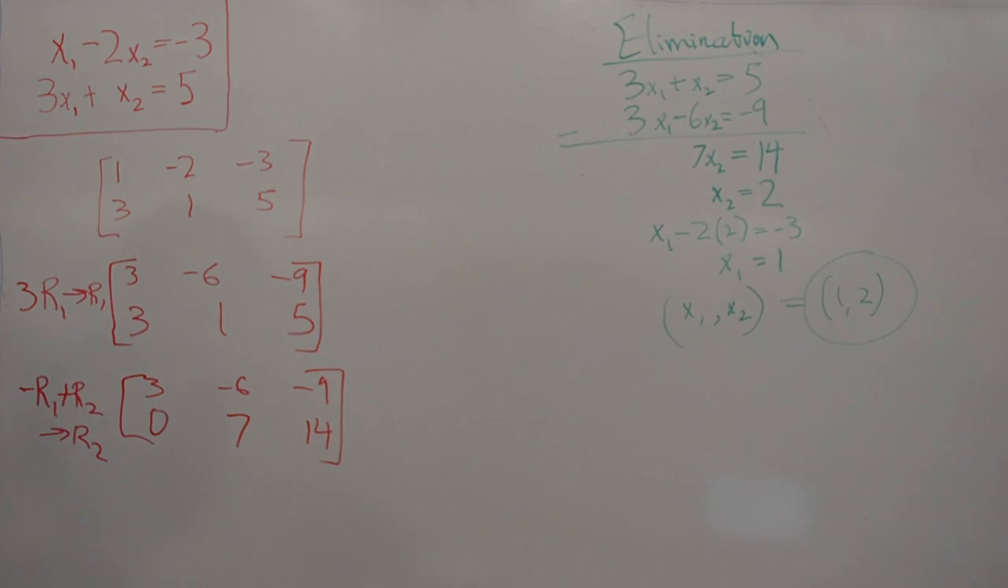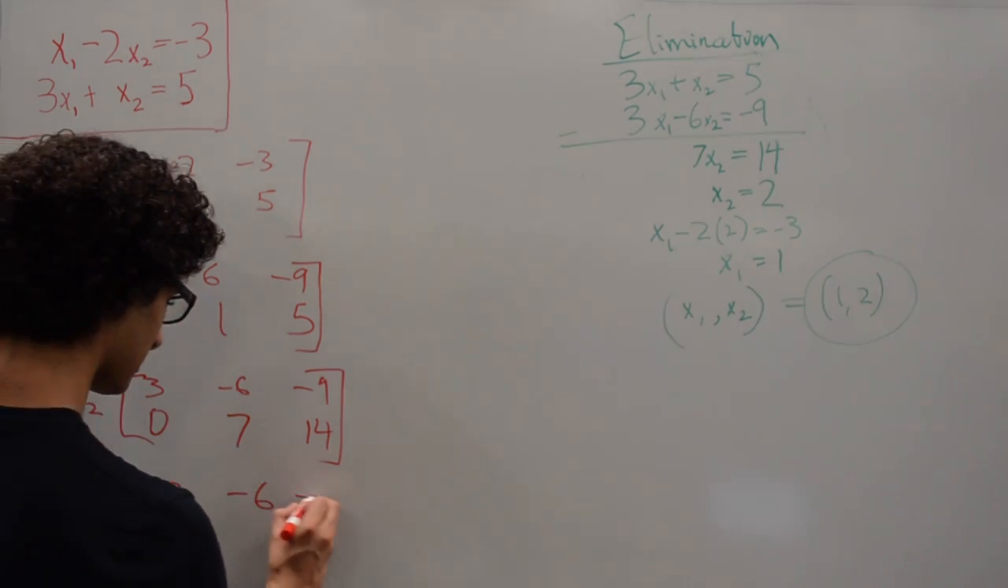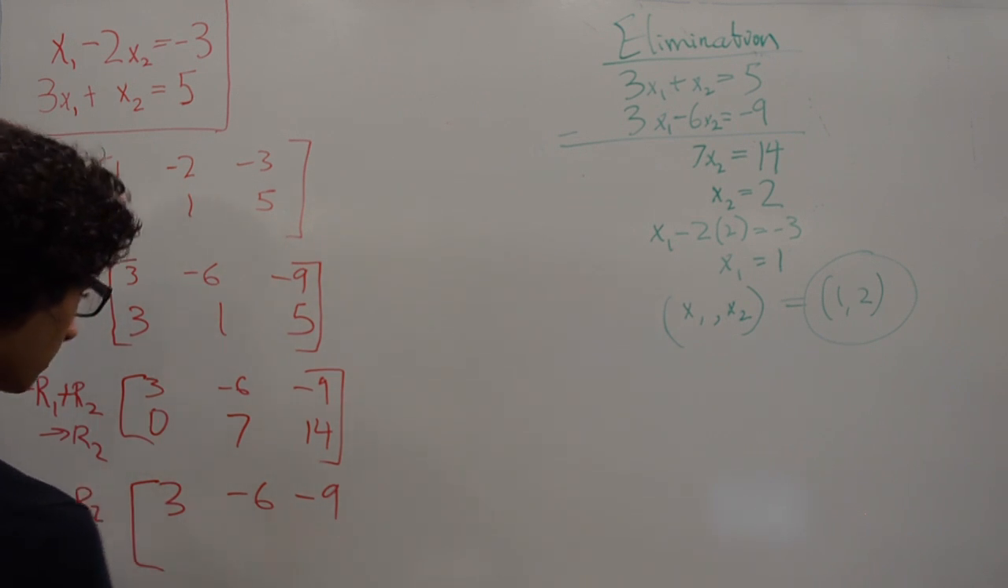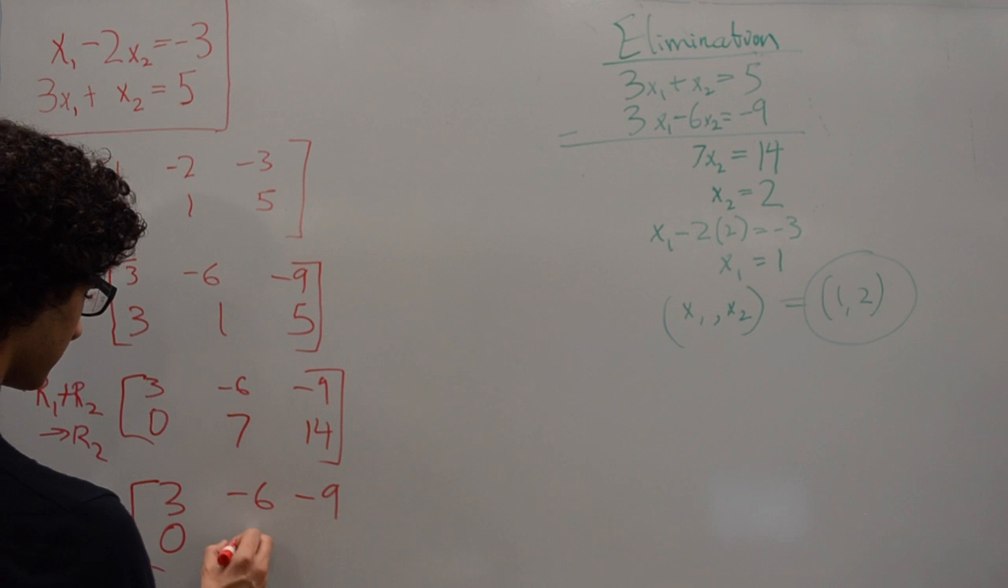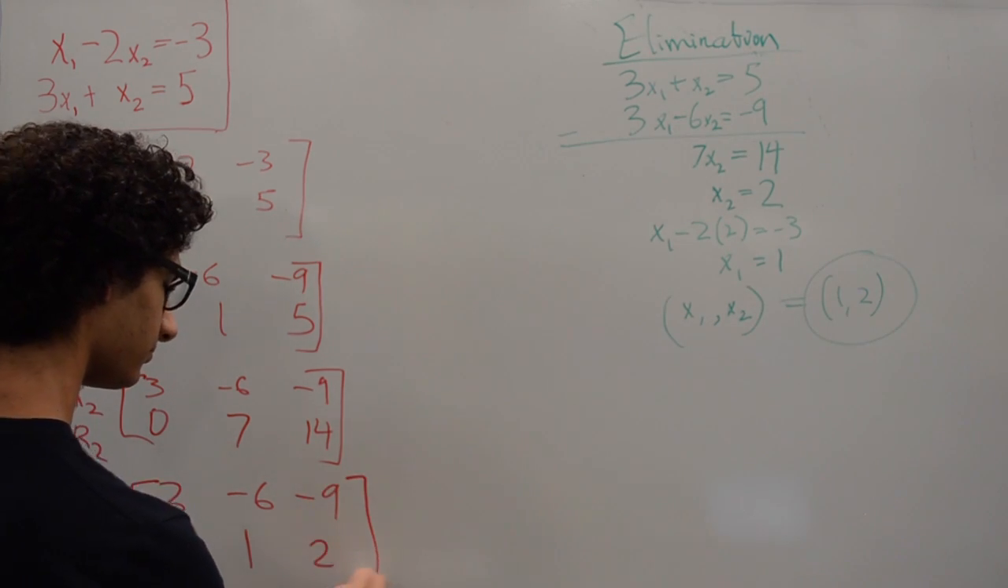And then finally, we can reduce this last row even further by dividing out the common 7. The first row is going to stay the same. And for the second row, 1/7 of row 2 is going to go to row 2. All right, so 0, 7 divided by 7 is 1, and 14 divided by 7 is 2.